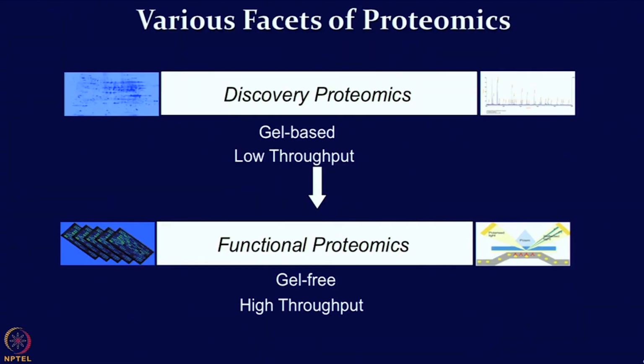So, broadly we can divide the whole field into two broad categories, one is discovery proteomics and the second could be functional proteomics. Different technologies which are part of the gel based proteomics as well as different types of mass spectrometers could be covered under discovery proteomics. Various technologies which are more high throughput in nature, essentially protein microarrays and label free biosensors, which constitute the interactome analysis, are more part of the functional proteomics.